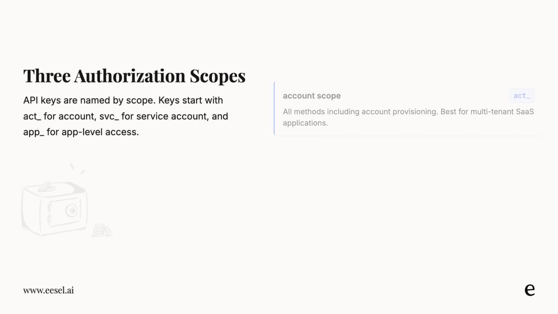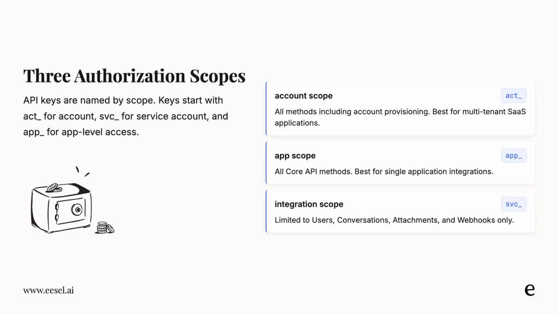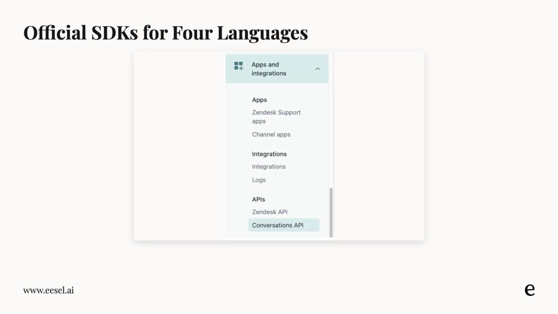Your API key's prefix tells you exactly what it can do. Account scope keys starting with act_ have full access, including multi-tenant provisioning for SaaS platforms. App scope keys cover all core methods for a single integration. And service keys, prefixed with SVC_, are the most limited, ideal for third-party integrations where you want to grant minimal access.